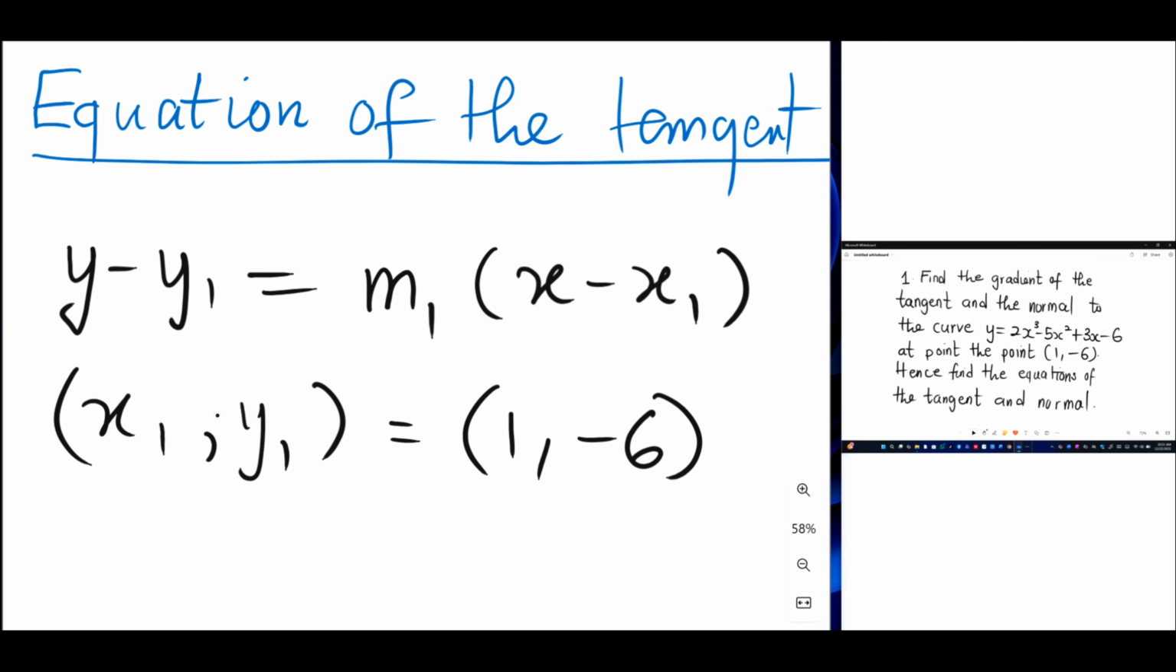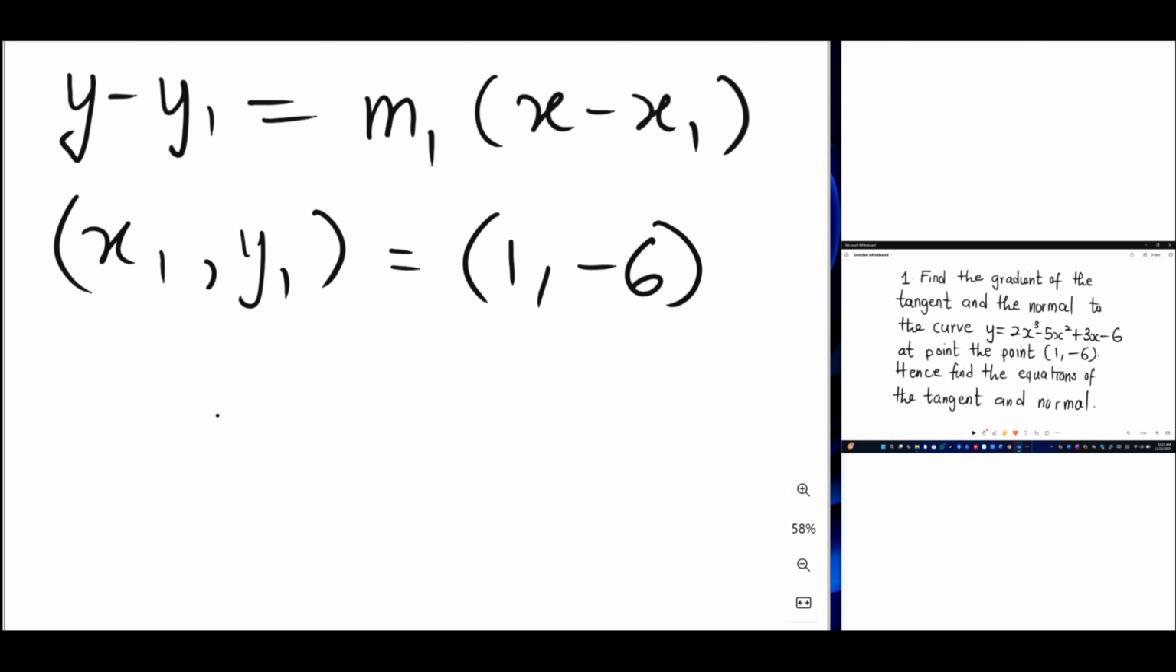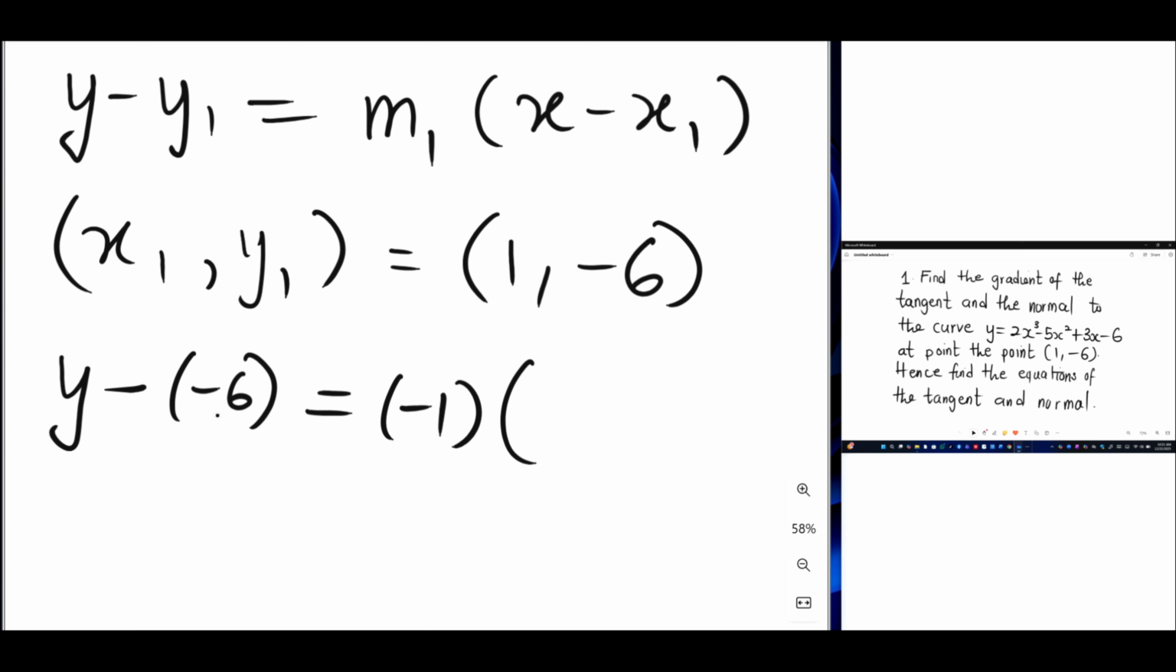So since 1 and negative 6 are the coordinates of the point where the line touches the curve, we can say that those coordinates are also on the line. So the equation of the tangent will be y minus y1, where the y value is negative 6, all equal to the gradient of the tangent, which we had to be negative 1, then multiplying our x minus x1. You represent x1 with the x coordinate of the point on the tangent, which is positive 1.